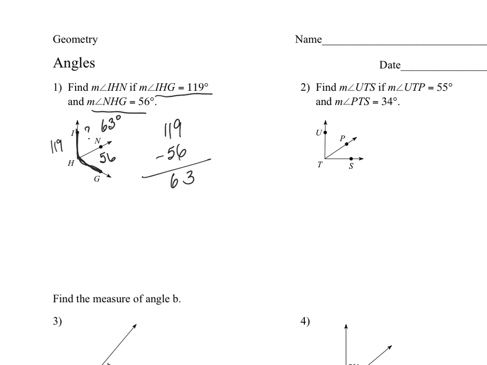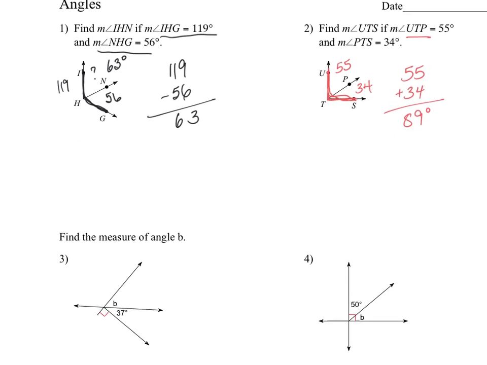And then conversely, if we are looking for the measure of UTS, we're looking for the larger angle in this particular case, where UTP is 55 and PTS is 34, and we're looking for the larger angle. So when we're given the two smaller angles, looking for the larger one, we add the two smaller angles together to get the total, and what we get is 89 degrees. So we've seen this before.